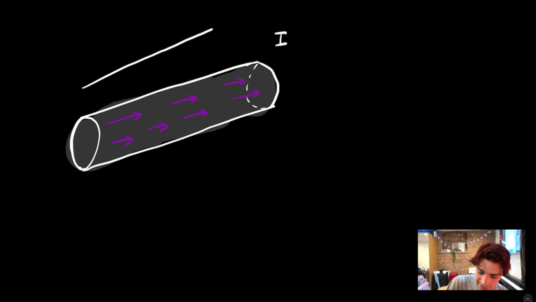And we're going to assume that this current has a constant current density J right here. So in this case, I is equal to J times the surface area, which is of course pi r squared, where r is the distance right here.